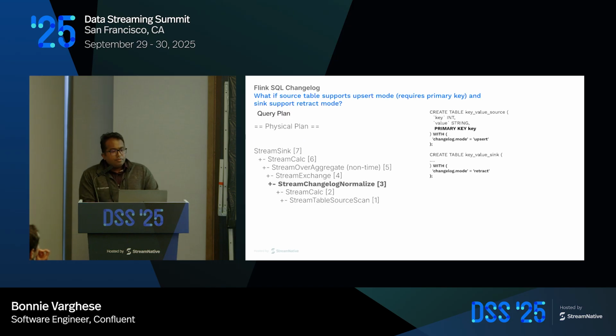Now, what happens if the source supports upsert mode? That is, when you create the source table, you define the primary key, and the changelog mode is upsert. What happens in that case? Let's see the plan here. As you can see, a new node called stream changelog normalize has been introduced by the planner. This node is responsible for dealing with upsert mode in the source, and if your sink supports retract, it tries to deal with that case.